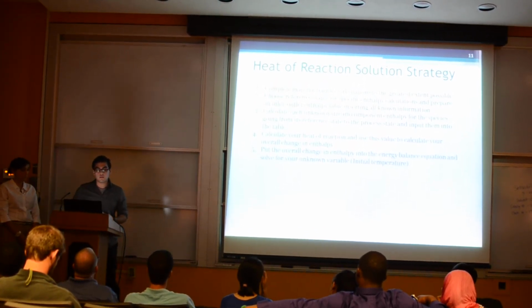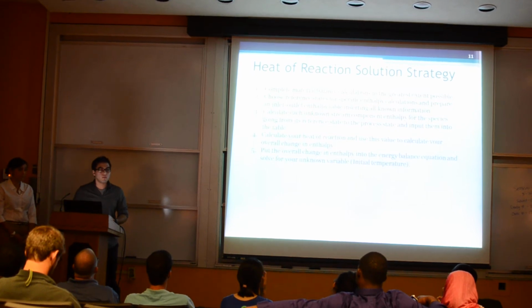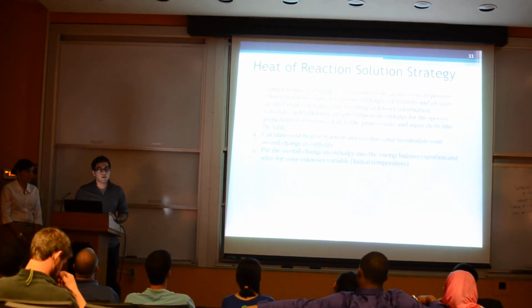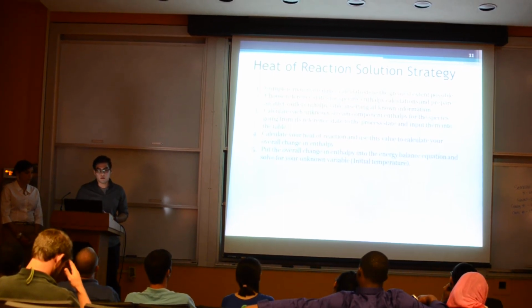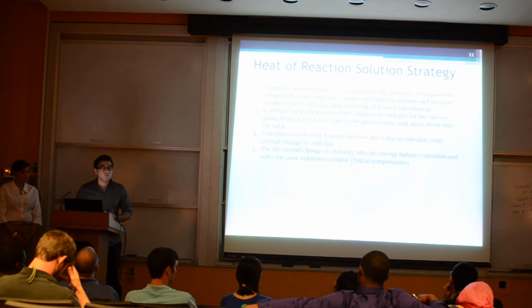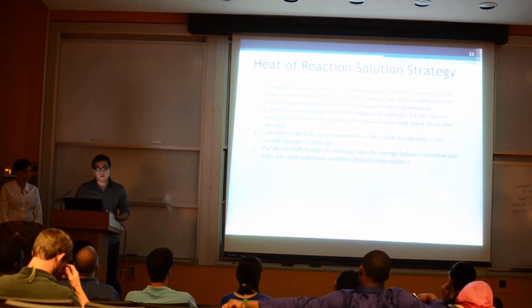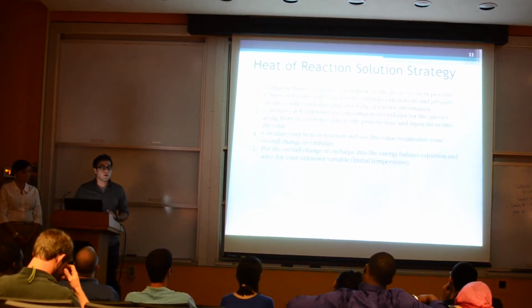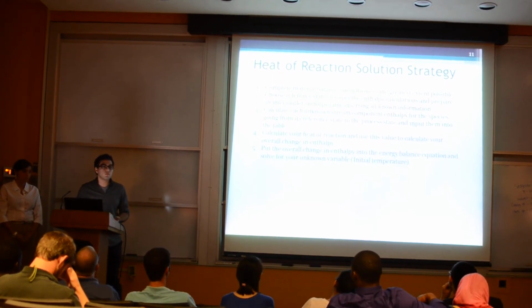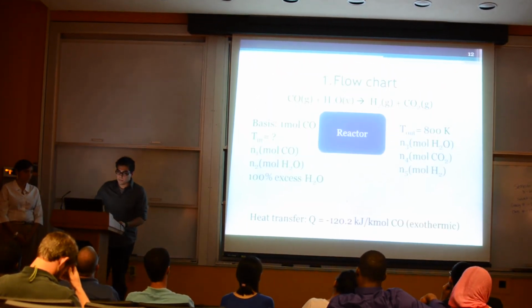Next would be to calculate the heat of reaction. In this case, in our problem statement, we are not given the heat of reaction, so we have to solve for it. The last step would be to solve for the overall change in enthalpy and insert it into our energy balance equation to solve for any unknown variables. In this case, we're solving for our initial temperature.